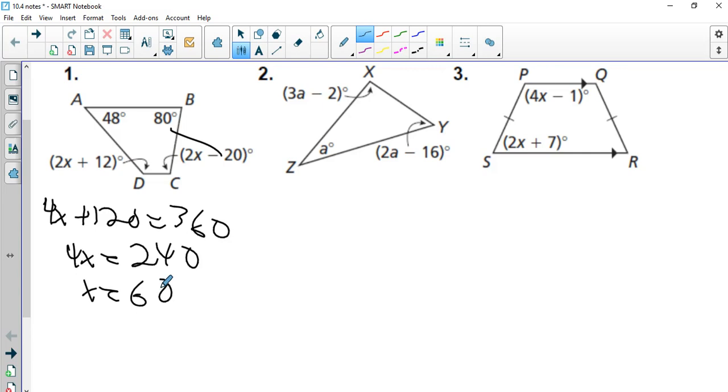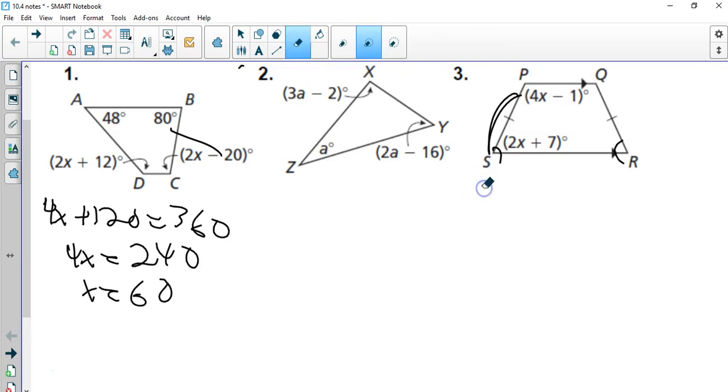I could set this equal to 360, knowing that this angle and this angle are the same, and this angle and this angle are the same. But we also know that consecutive angles are supplementary. So these two add up to 180. So I can just write that.